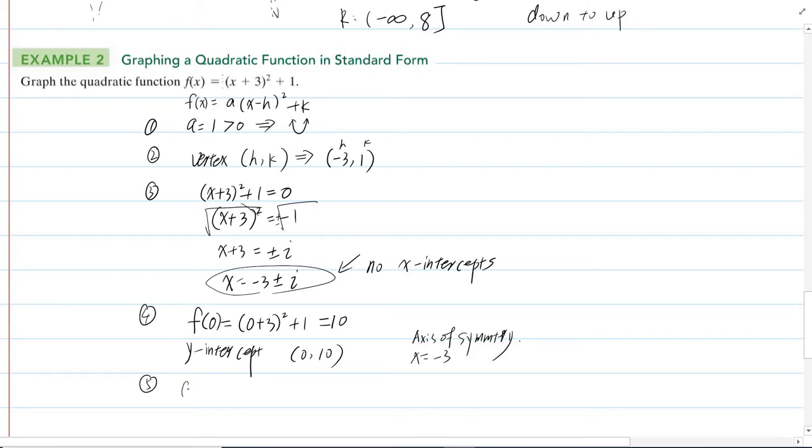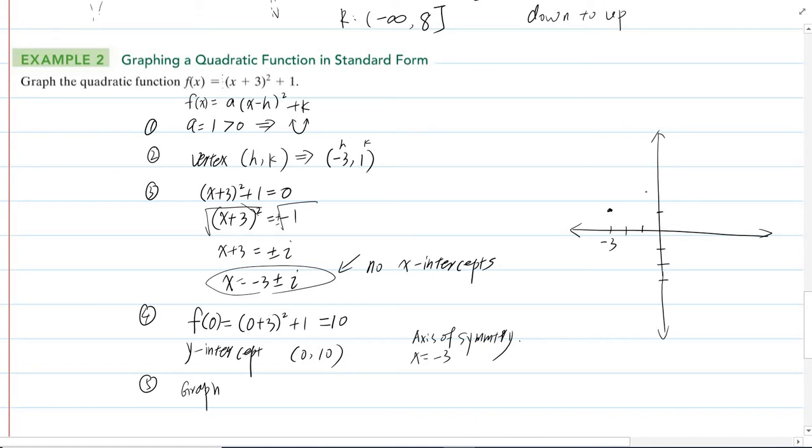And step 5, we're just going to graph it. Let's go ahead and graph it on the right side. I'm going to graph it really fast. We know this is going to be upward. We have vertex (-3, 1). So we're going to have 1, 2, 3, so that's -3 and +1, right here. So we know it's going upward.